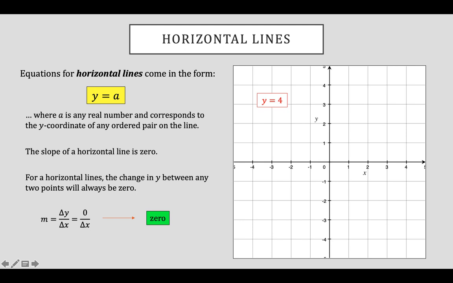For example, we have the line y equals 4. That's going to be a horizontal line where every single y-coordinate of that line will be equal to 4. The horizontal line y equals -2. Every single y-coordinate, every y point on that line is going to be -2.